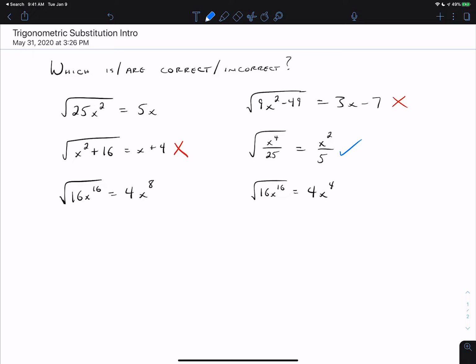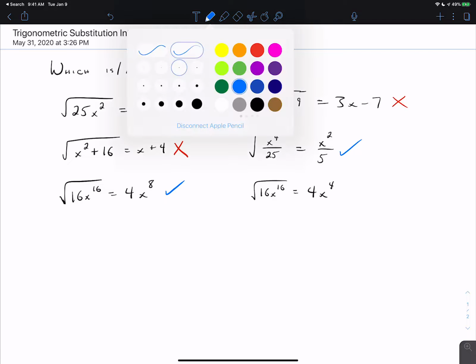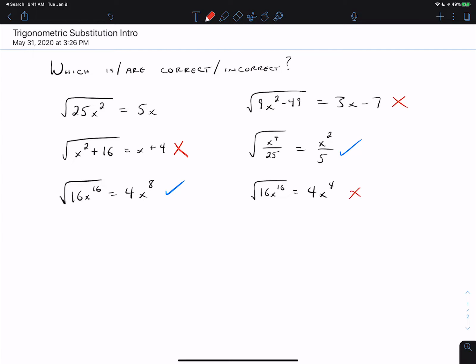When you look at the bottom two, it's important to note the difference between the square root of 16 and the square root of x to the 16th. The square root of 16 is obviously 4. The square root of x to the 16th, however, is x to the 8th, because x to the 8th times x to the 8th is x to the 16th, because you add powers. x to the 4th times x to the 4th is not x to the 16th, it's x to the 8th, and so that doesn't work. So of the bottom two, obviously only one can be correct. The one on the left is correct. The one on the right is incorrect.